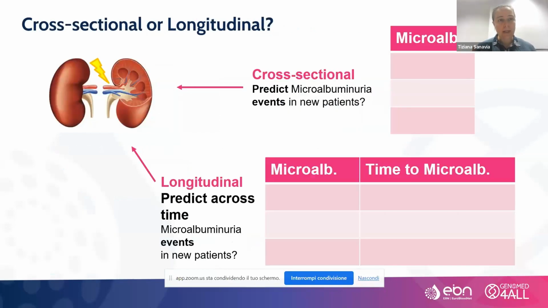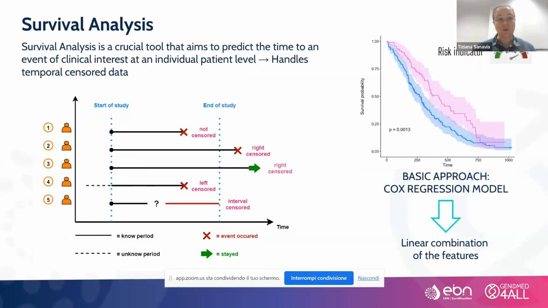We can then complicate our outcomes. Therefore, we can pass from an outcome that is characterized by, for example, binary classification and cross-sectional analysis, and move towards longitudinal analysis, where we associate the time to the outcome also. In this way, we are able to predict at which time a specific event will occur. And this is allowed through survival analysis.